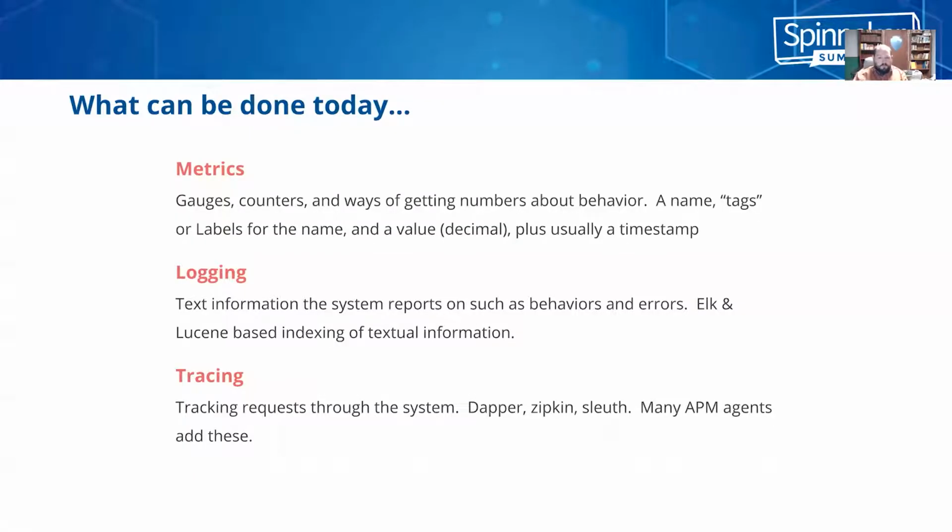Well, what do we have today? Metrics. Spinnaker uses a library called Micrometer, which wraps Spectator, an Netflix library. And you have gauges, counters, basically a field that is a specific name, i.e. execution time, a lot of tags, descriptions, labels around that, and then a value. And then in some cases, you may have a timestamp with that, depending on the metric provider and system you're using.